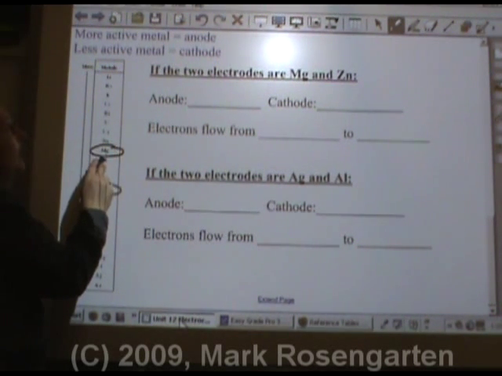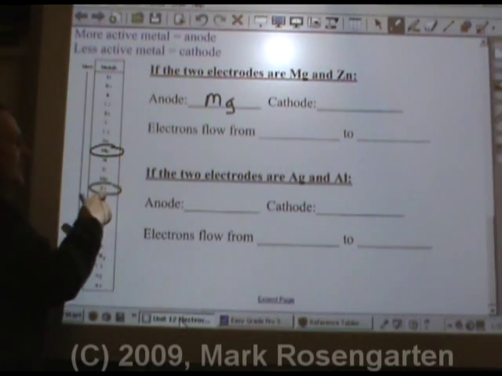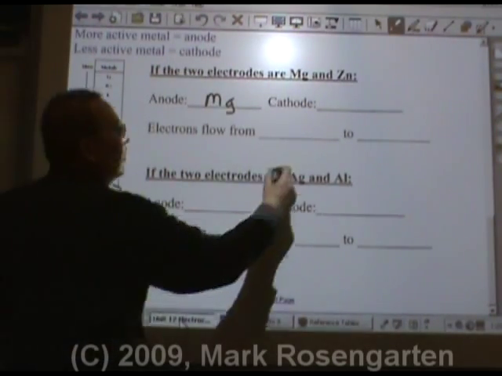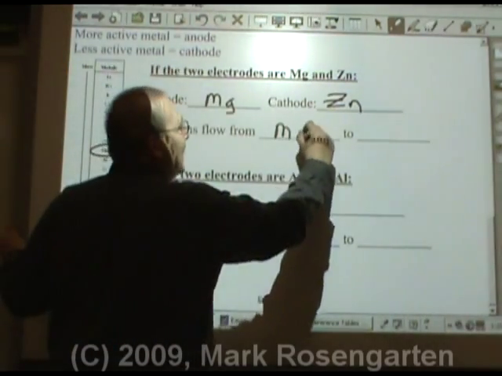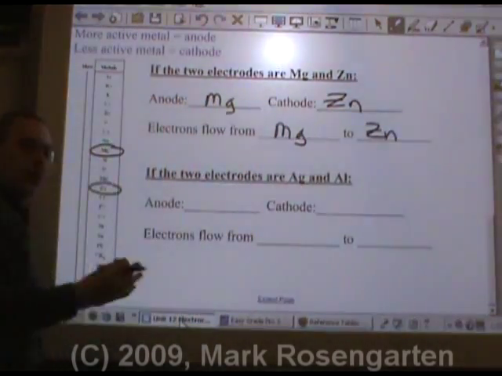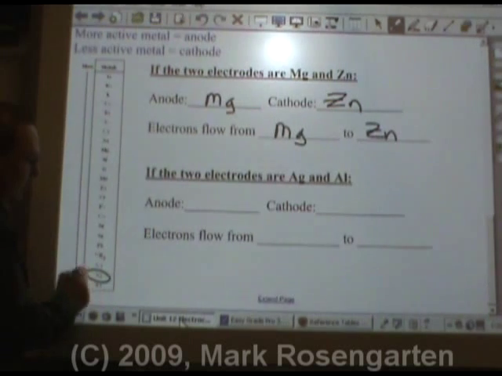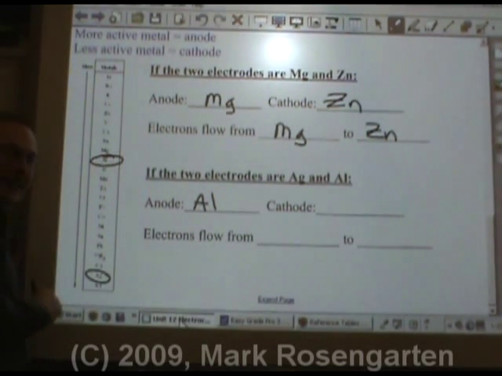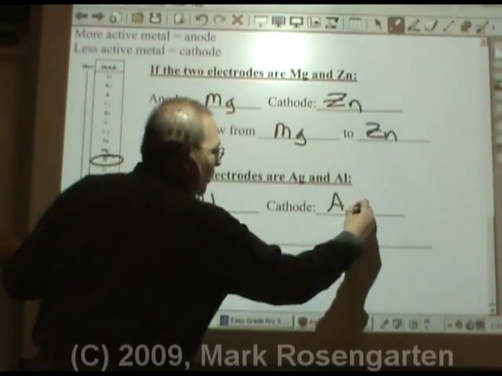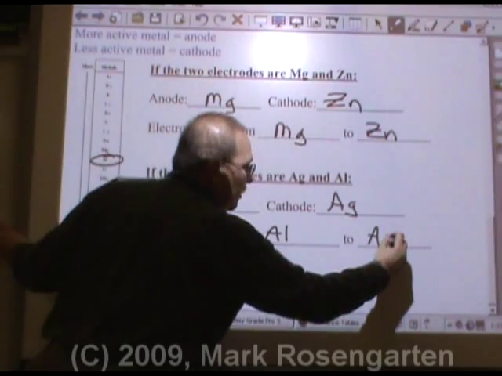So, to sum this up, if the two electrodes are made out of magnesium and zinc, because magnesium is the more active metal, it's going to be the anode. It will be what loses electrons. The zinc will be the metal that's used at the cathode. So electrons will flow through the wire from the magnesium to the zinc, through your device powering it. If the electrodes are silver and aluminum, aluminum being the more active metal will be the anode. Silver being the less active metal will act as the cathode. Electrons will flow from anode to cathode.